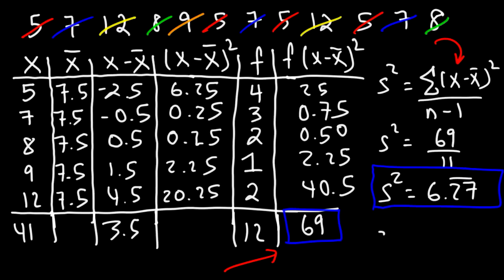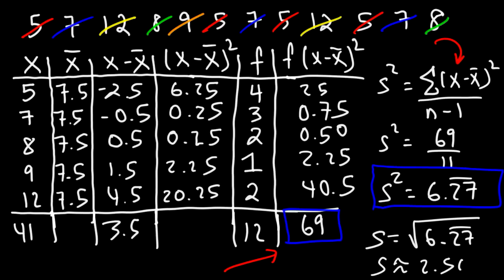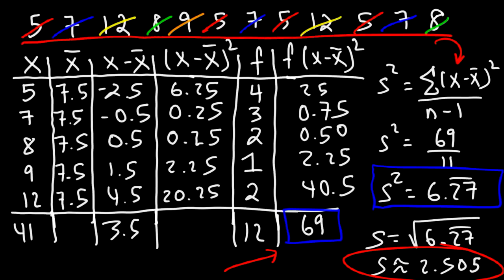Now, to calculate the standard deviation, we're going to take the square root of that number. And so the standard deviation is going to be approximately 2.5045, but we'll round that to 2.505. So that's how you can calculate the variance and standard deviation if you have a long list of numbers where some of the numbers repeat.